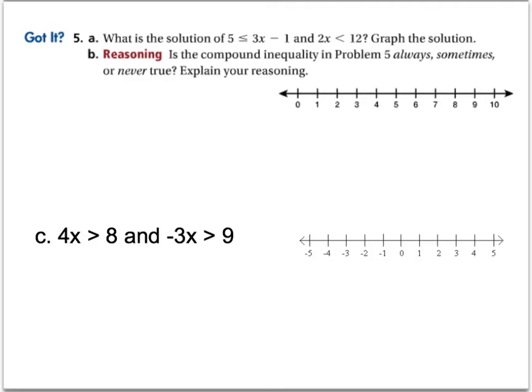What's the solution to 5 less than or equal to 3x minus 1 and 2x less than 12? So again, we're dealing with an and inequality here. Do the exact same thing that we did before. Solve your inequalities separately.